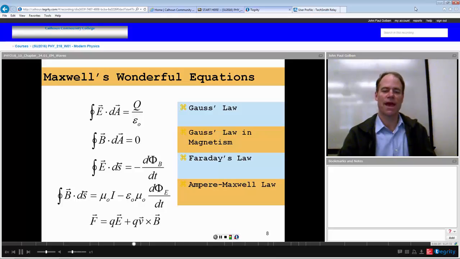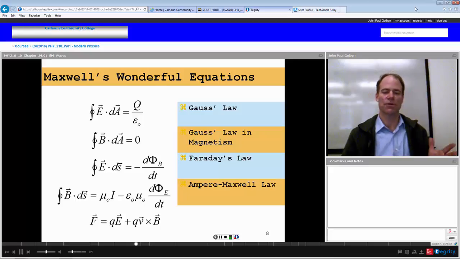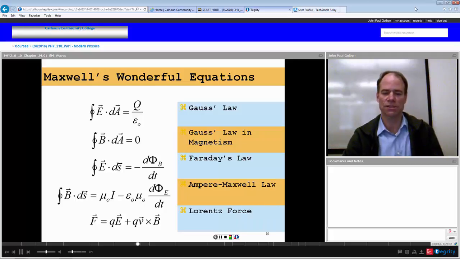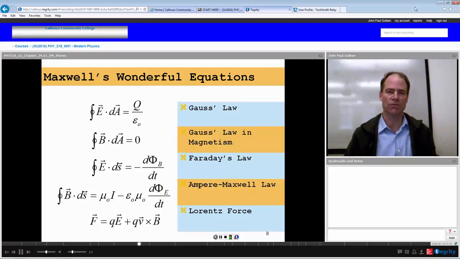And sometimes we add a fifth equation for Maxwell's equations, and that involves the force on a charge in an electromagnetic field. So you have QE for the electric field, QV cross B for the magnetic field. That's called the Lorentz force. And all these 5 equations help describe all electromagnetic phenomena, and it is one of the greatest achievements in theoretical science of all time.